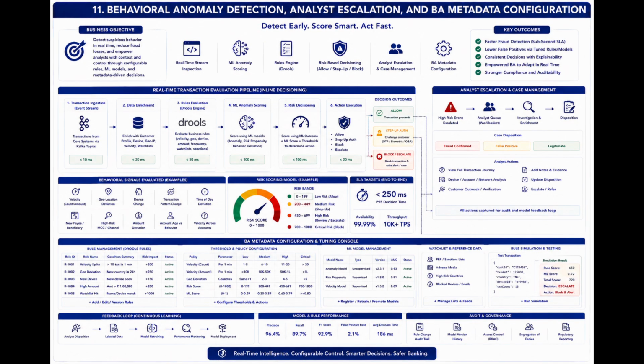11. Behavioral anomaly detection, analyst escalation, and BA metadata configuration. Dives into the exact behavioral evaluation algorithms, the automated routing of high-risk events, and how a business analyst manages this active safety network.